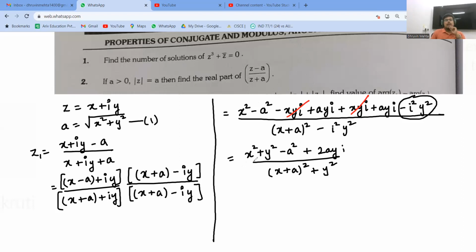Now in the numerator we have x square plus y square minus a square. But do you realize from the first equation x square plus y square is actually equal to a square? Yes sir. So we can replace x square plus y square with a square, so a square and minus a square will cancel out completely. Do you realize that we are left with a purely imaginary number? Yes. So the real part is 0. Real part of z minus a upon z plus a is 0. Let me know once you are done.